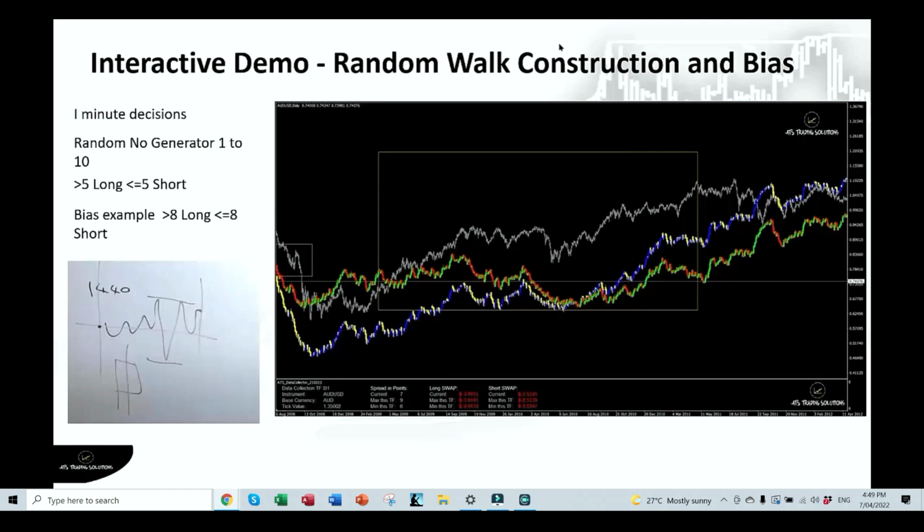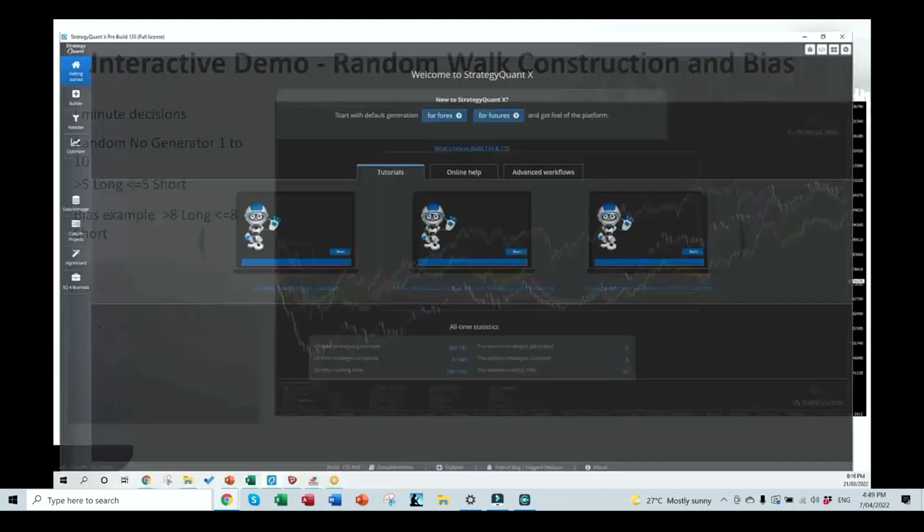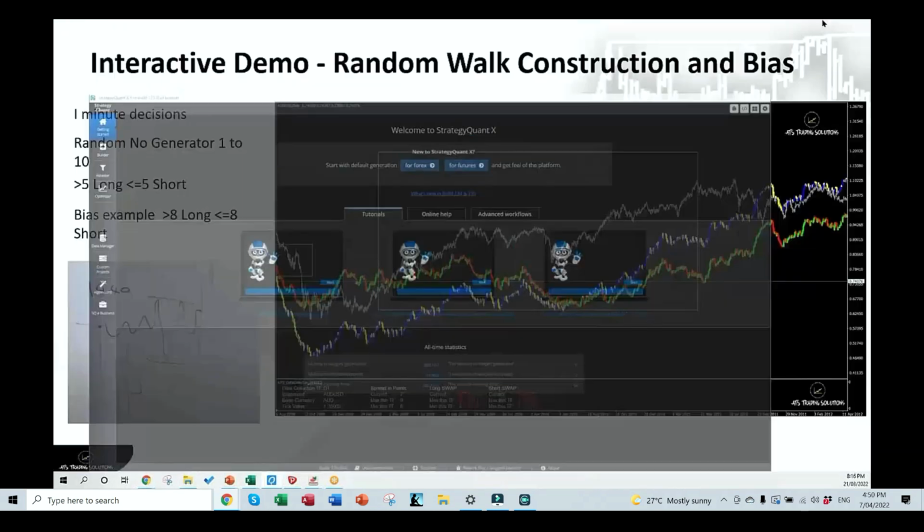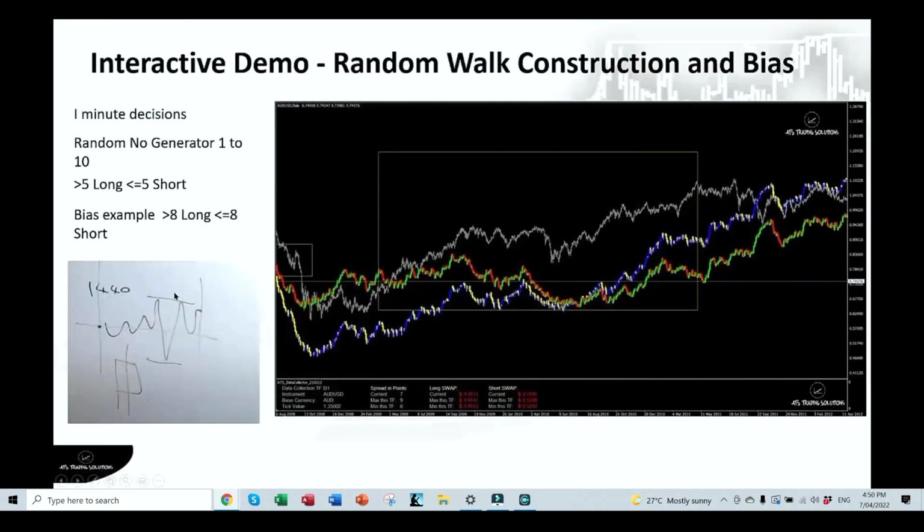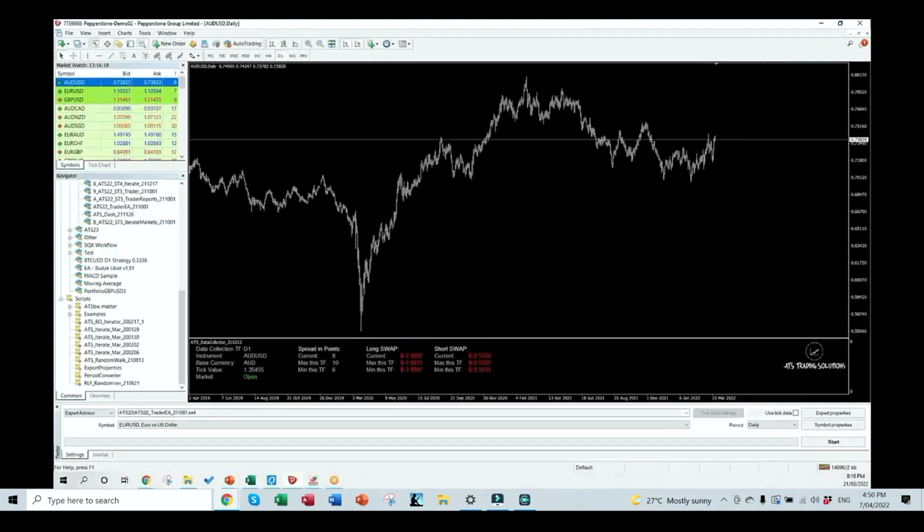Okay, now the fun stuff. Now, the first thing I want to do is I'm just going to show you a demonstration of generating random market data and trying to discern the difference between the random market data and the real market data. So I'm just now going to go to my MetaTrader platform. So here I've got a chart of the Australian US dollar, AUD USD. This is real market data.